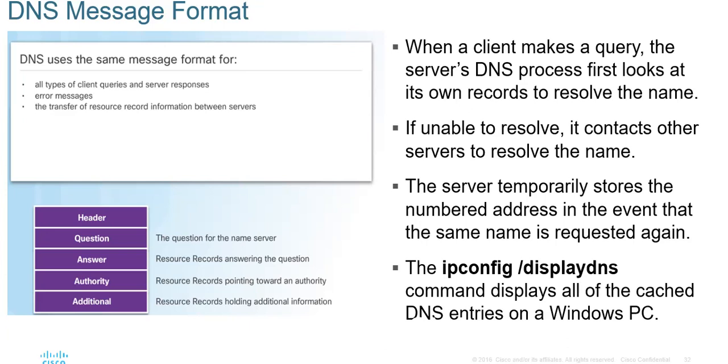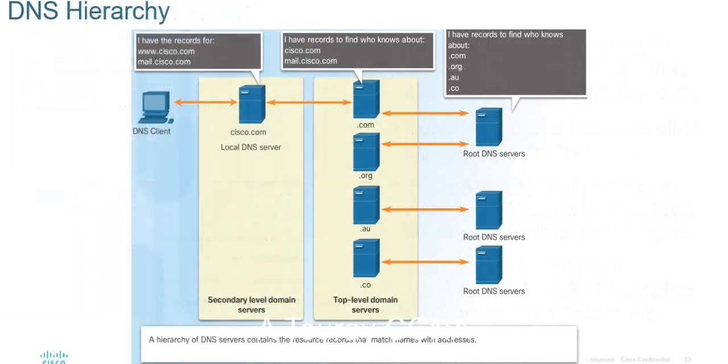So you can use ipconfig /displaydns. This will also help you to see the DNS name or the domain name entries on your Windows PC. But you can use NSLookup also to do something like that.